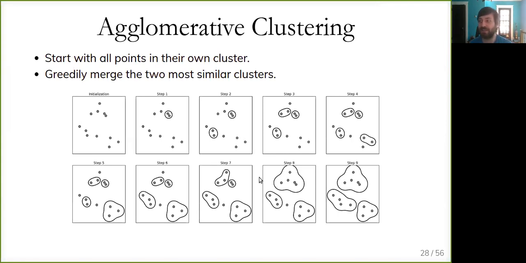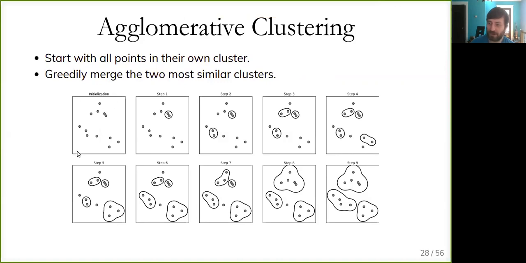The idea is that you initialize, say, with each point being an individual cluster, and then you iteratively merge the two clusters that are the most similar. So you need to have some way to define the similarity of clusters. If you have any way to define the similarity of two clusters, so two groups of points, then you can run agglomerative clustering using that similarity measure.